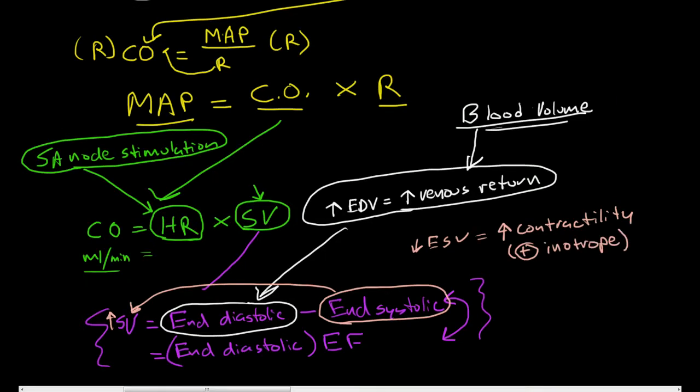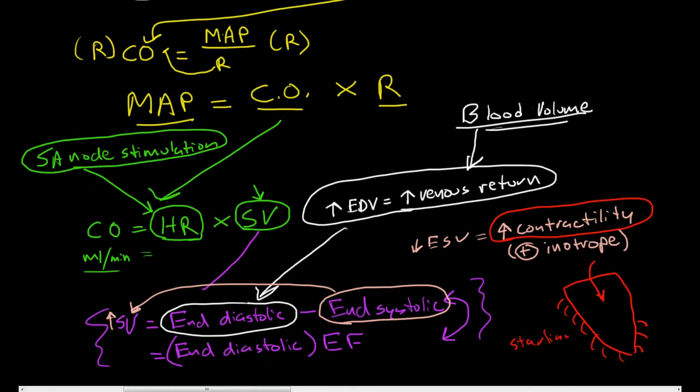Now, interestingly enough, we know that ventricular filling itself, and I believe I talked about this in a previous video, if you increase the amount of filling, you cause stretch in the myocytes, and stretching the myocytes actually increases contractility, and that's called Starling's law. So the interesting thing about this equation is when you increase end diastolic volume, because of Starling's law, you automatically decrease end systolic volume and increase stroke volume.